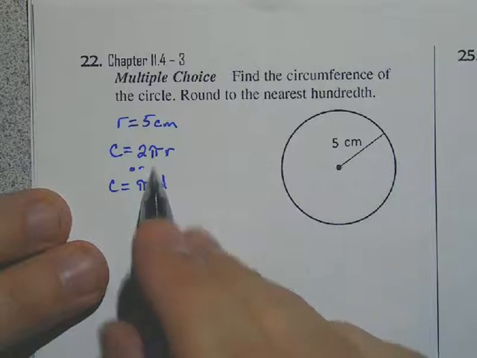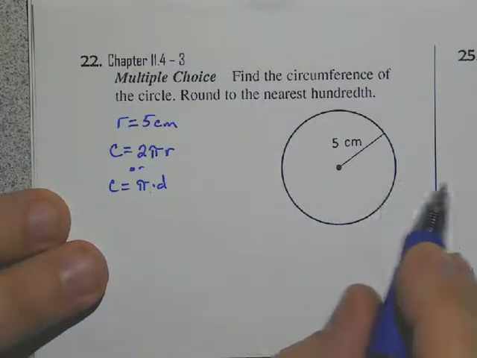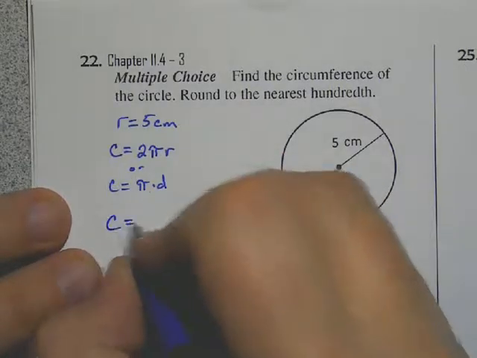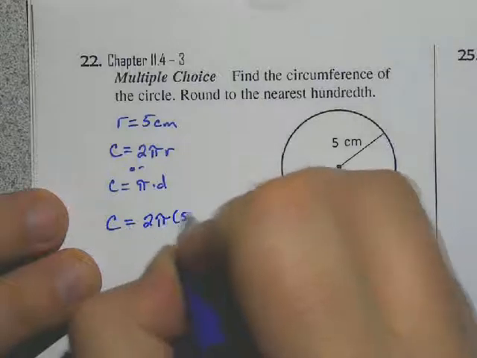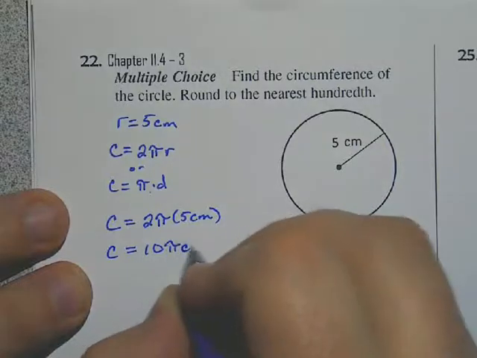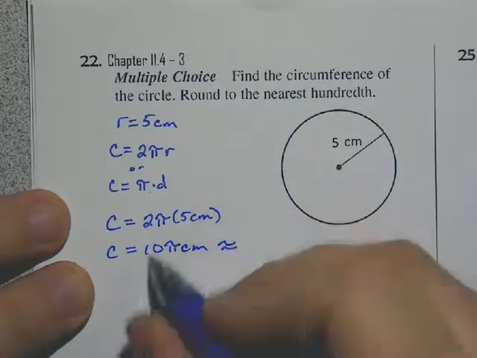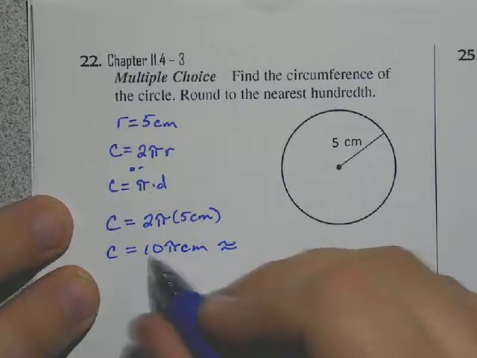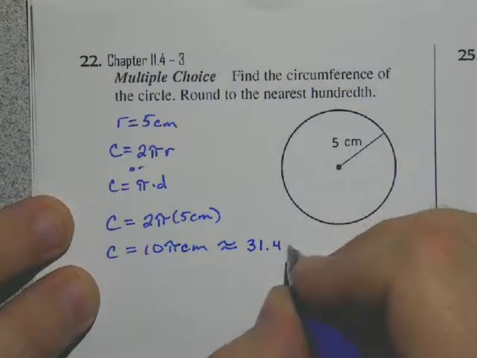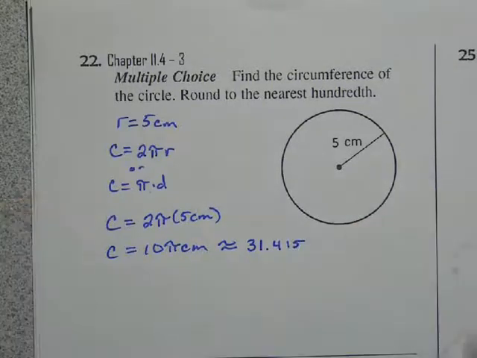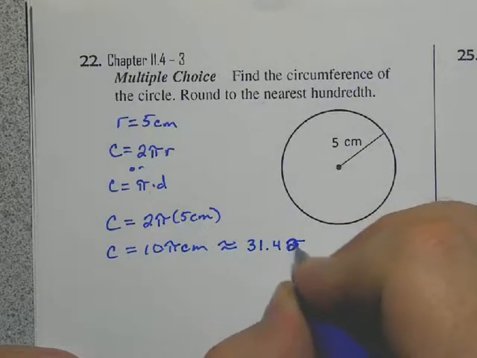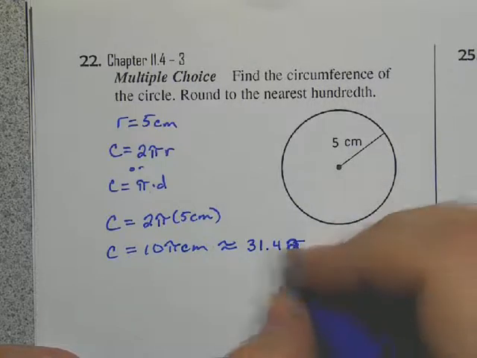Now I just pick whichever one I use based on what they give me. Since they gave me r here, there's no reason to use pi d. I'll go ahead and use 2 pi r. So I'm going to say C is equal to 2 pi times 5 centimeters. So this is 10 pi centimeters, which is approximately, well, this is 3.14, so 3.14 times 10, that's going to be 31.415. Oh, it said to the nearest hundredth, so 31.42. Okay, and that is in centimeters.